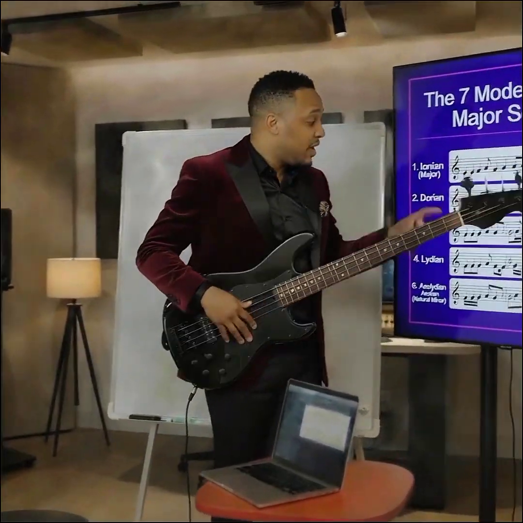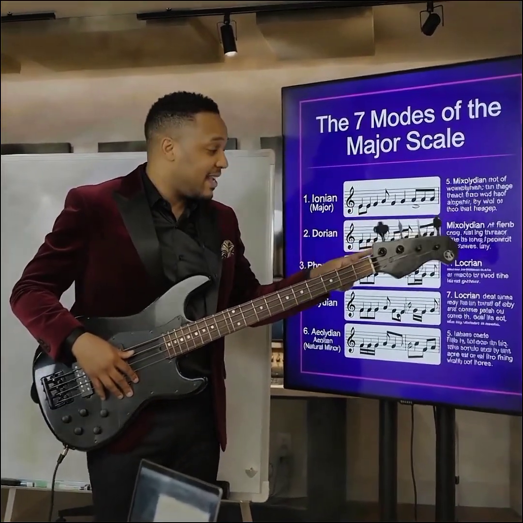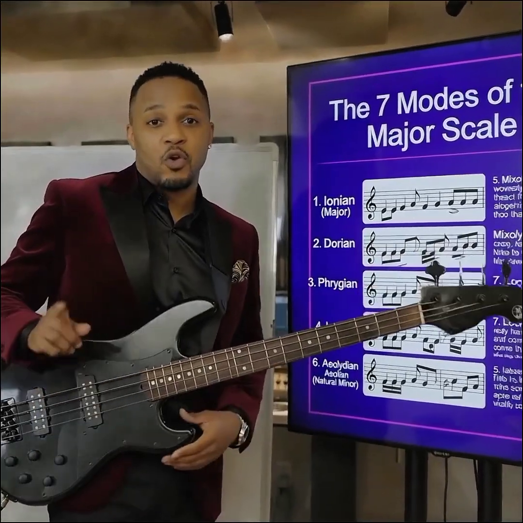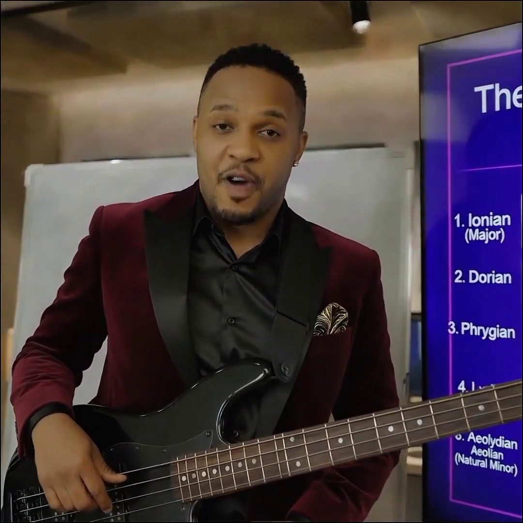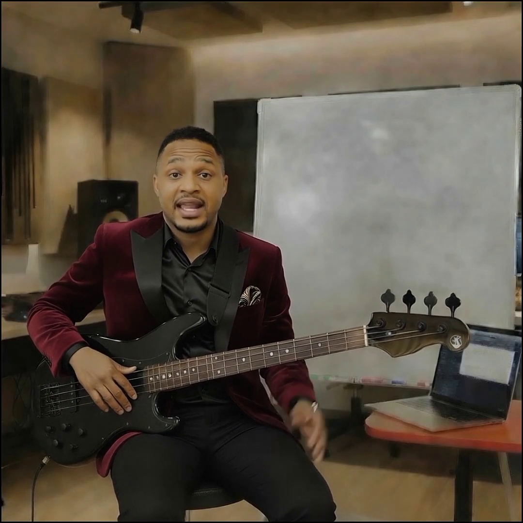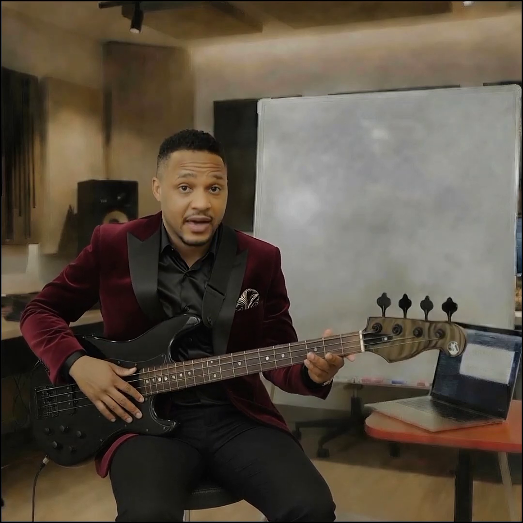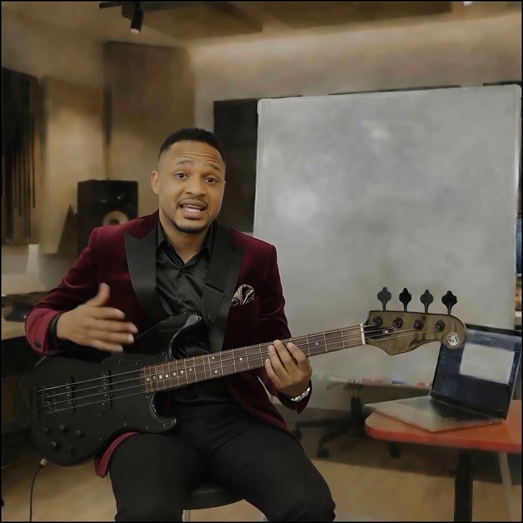Let's look at the 7 modes on this display. We have Ionian, Dorian, Phrygian, Lydian, Mixolydian, Aeolian, and Locrian. Practice these shapes to master your fretboard. Modes expand our musical vocabulary and allow us to communicate emotions beyond traditional major and minor sounds. Mastering modal theory requires listening, experimentation, and practice. Continue exploring each mode until you can play by ear.